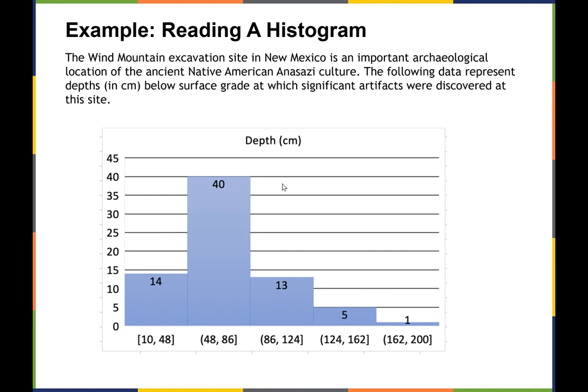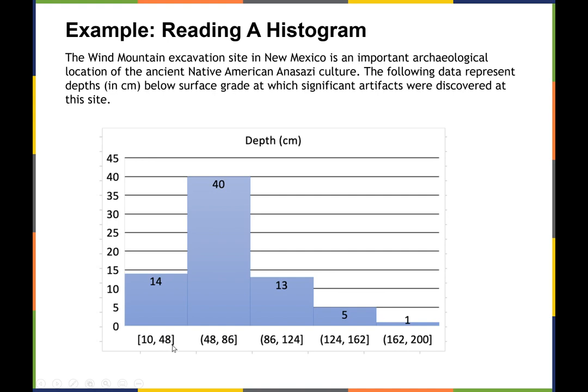The Wind Mountain excavation site in New Mexico is an important archaeological location of the ancient Native American Anasazi culture. The following data represent depths in centimeters below the surface grade at which significant artifacts were discovered at this site. And you can see along the horizontal axis is our bins or our classes. And so this first class is from depth of 10 centimeters to a depth of 48 centimeters, including 48 centimeters.